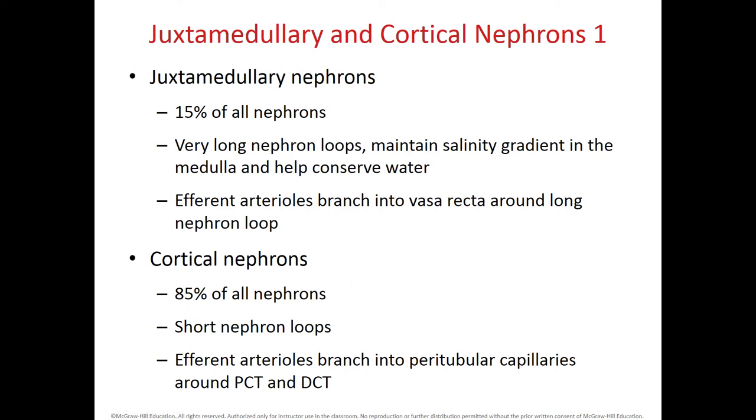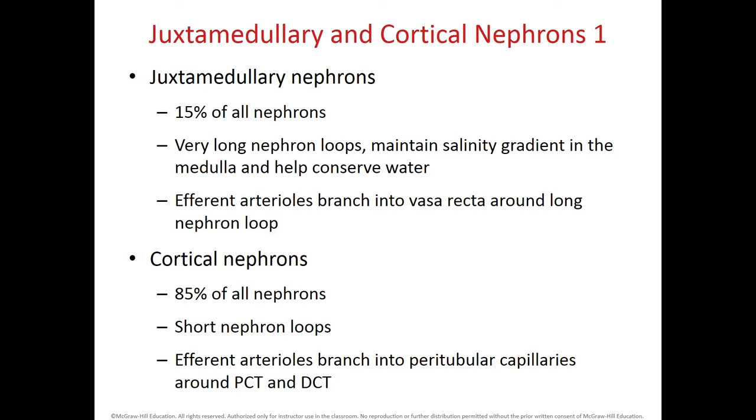These 1.2 million nephrons that we have are subdivided into regions, and they are named according to the region where they are located. So we have 85% of all the nephrons located within the cortex, and these nephrons will be called cortical nephrons. These cortical nephrons will have a short nephron loop, and around this PCT and DCT from the cortical nephrons, we have some capillaries that are called the peritubular capillaries.